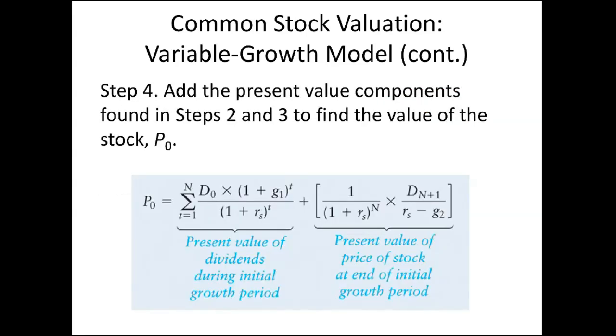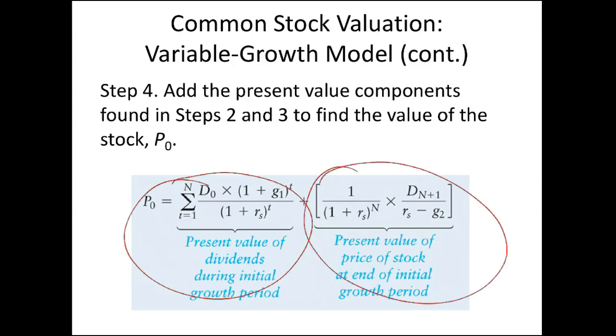Step 4, simply add the present value of the dividends during this initial or non-constant growth period, and add to that the present value of the stock, the present value of all those dividends during the constant growth rate period, or the present value of the price of the stock at the end of that initial variable growth period.